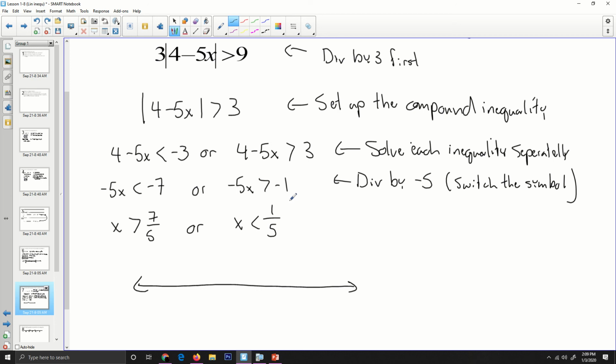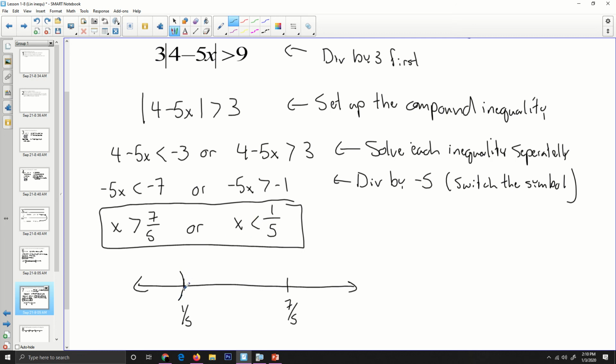Let's do a better job. There we go, there's my solution. Clearly, 7/5 on a number line would be greater than 1/5. And again, because it's just a less than symbol, we're going to use a parenthesis there. The values of x that are less than 1/5 would go this way, and the values of x that are greater than 7/5 would go this way. And that is my graph.